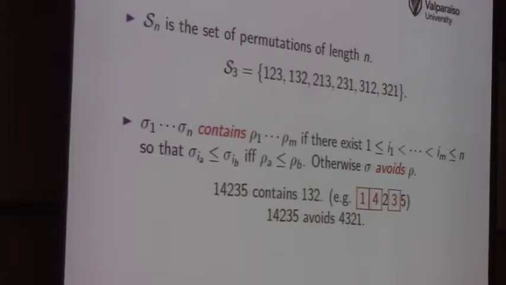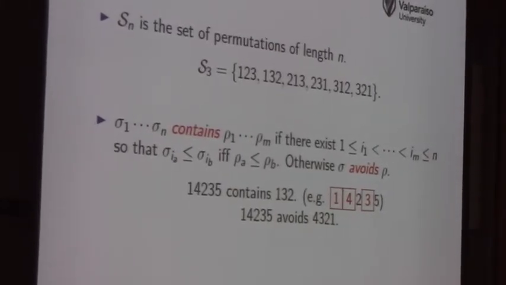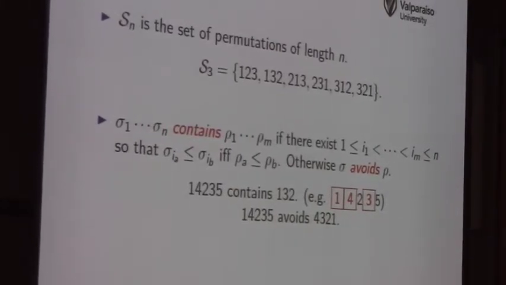I have the set of permutations of length 3 up here, not because I think that's a surprise, but to emphasize I think of permutations in one-line notation, just as a list of distinct integers instead of with algebraic properties. And I say a permutation of length n contains a permutation of length m if you can find a subsequence within the larger permutation that appears in the same relative order.